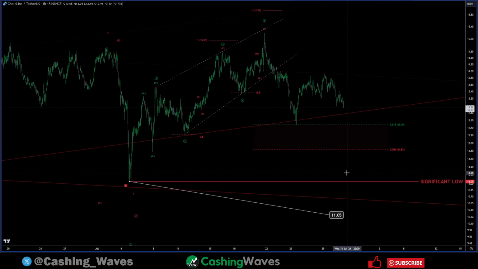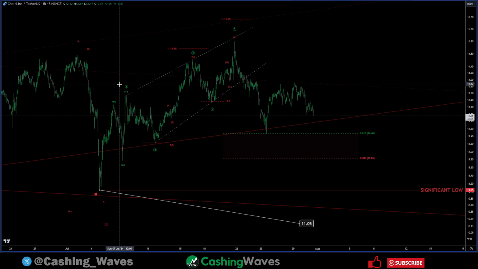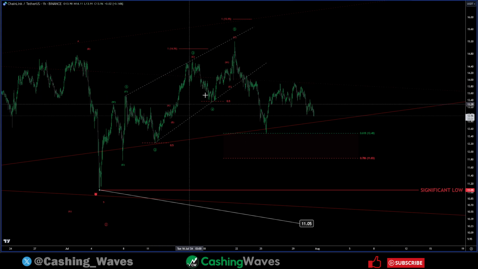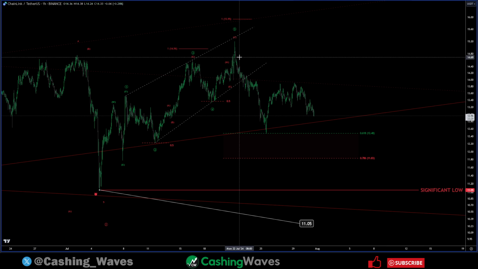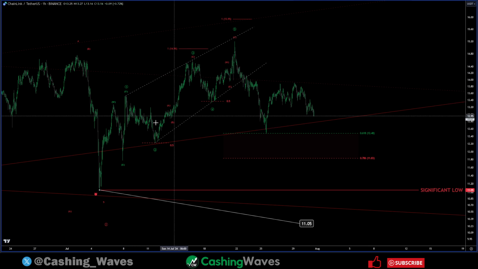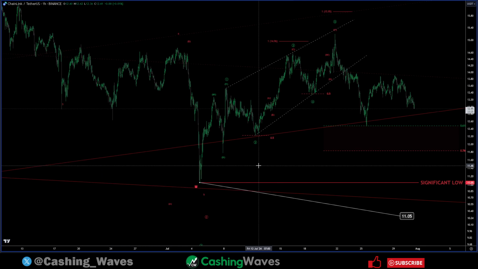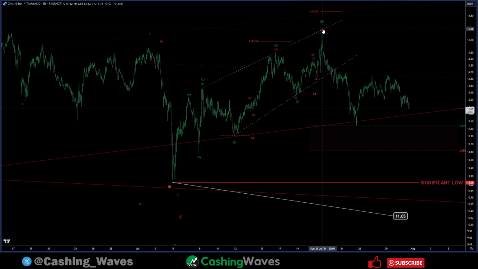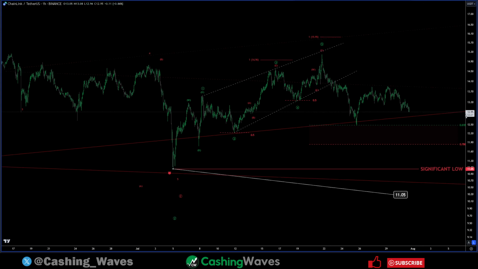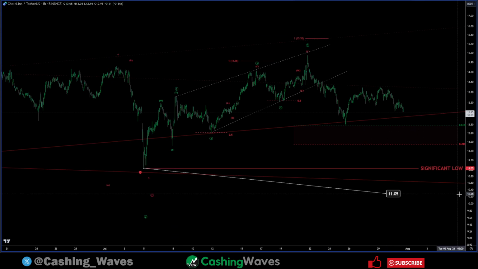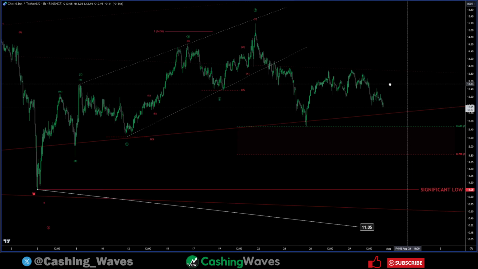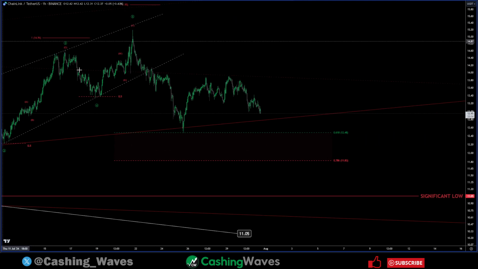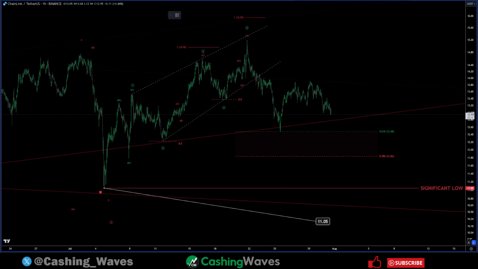You've heard me say many times that diagonals can also be WXYs. They mimic each other very similarly. Usually that just involves a flat in between. So this can easily be labeled a WXY for an X wave, and we get that move to the downside. Now, how we'd get that move to the downside, this would end up being some sort of diagonal.